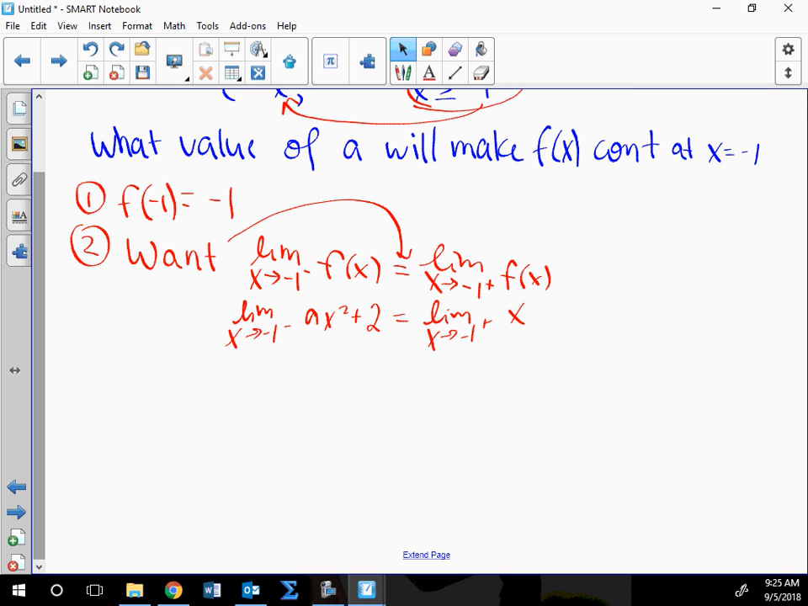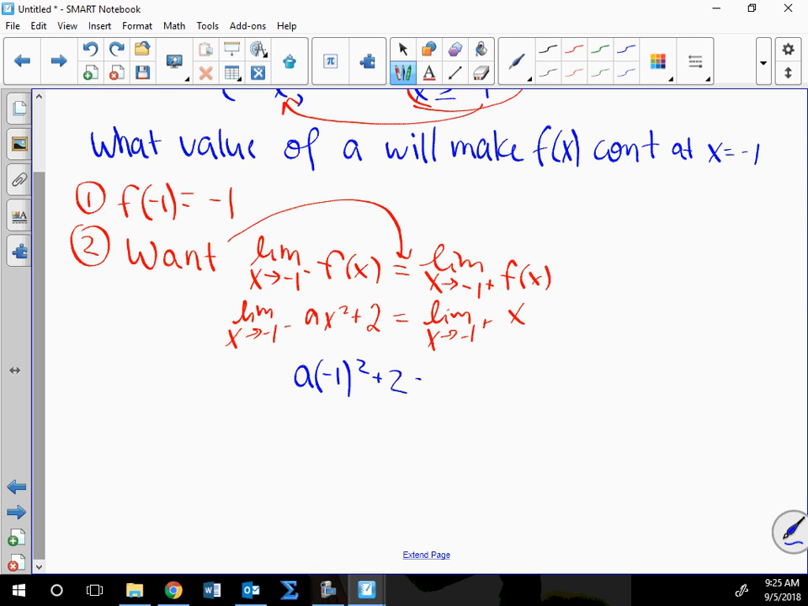Okay, well now we know how to actually evaluate limits, so let's go ahead and substitute in our -1. So if I take -1 and put it in, we get a times -1 squared plus 2. So I'm actually evaluating my limit by doing direct substitution. And then evaluate your limit on the right side. Take a -1, put it in. And now we have an equation that we can use to solve that a value.